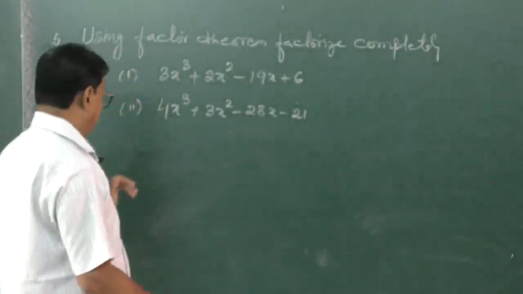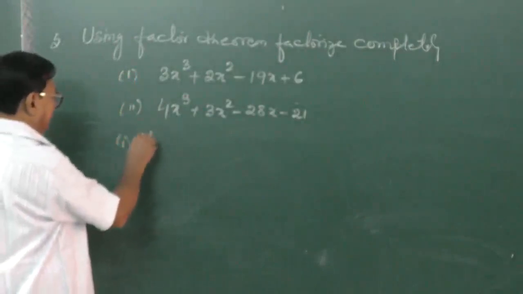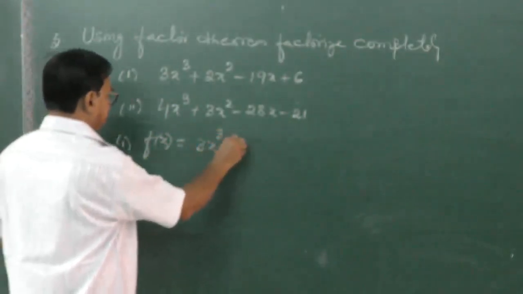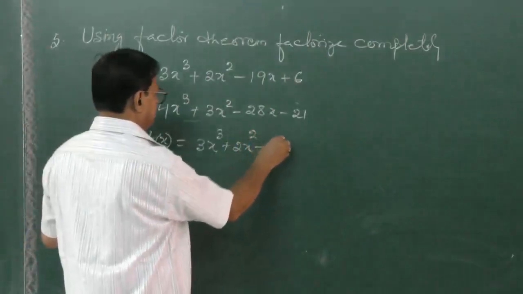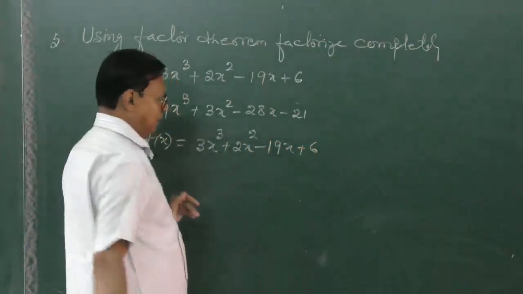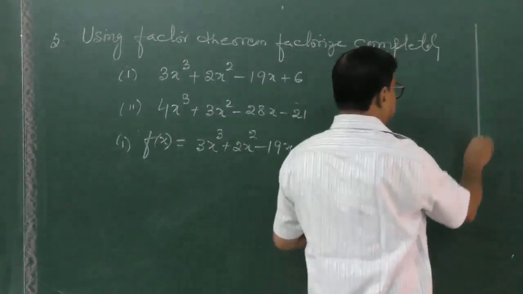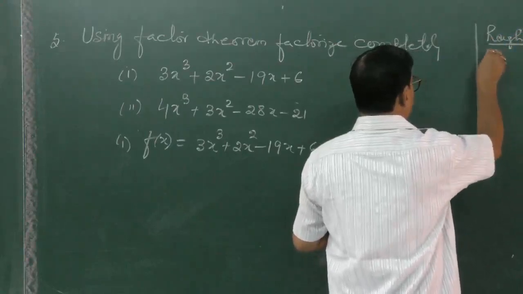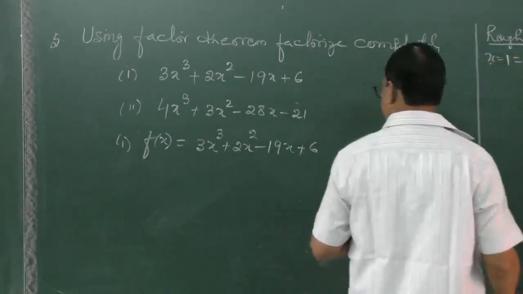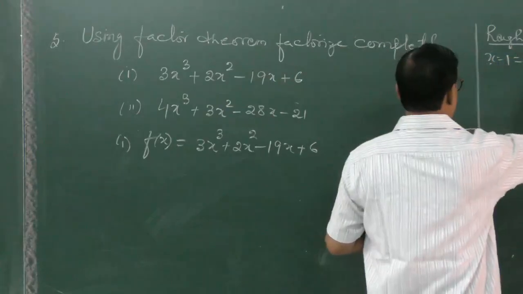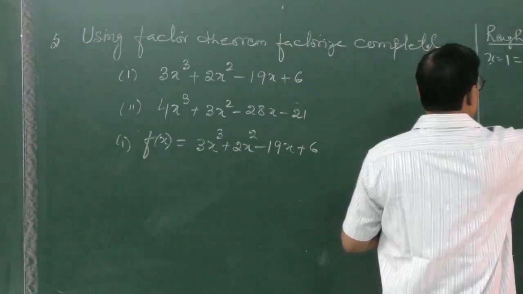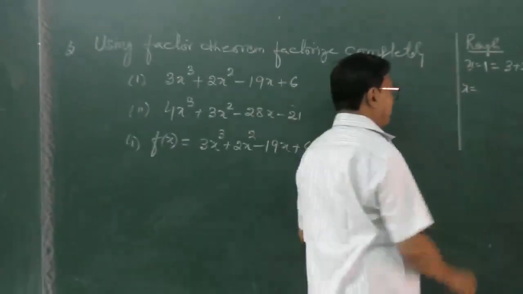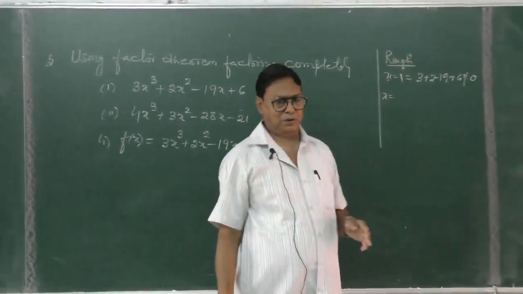Okay? And that will be a rough part of it. Here you don't try. Now just a minute, I start the sum. So the first part f(x) is this. Now here is a rough column for you. Put x equal to 1. So this becomes 3 plus 2 minus 19 plus 6. Well, that's not 0. Put x equal to minus 1. It will not be 0 again.